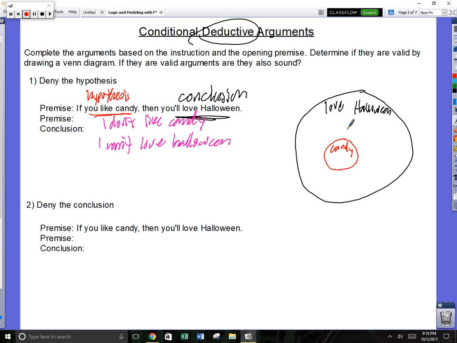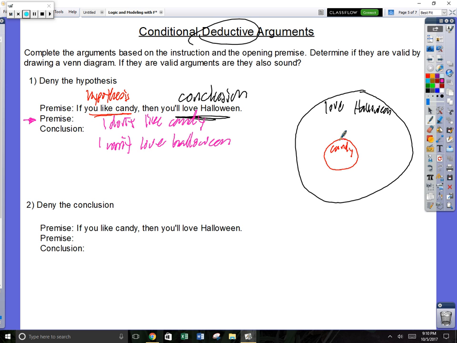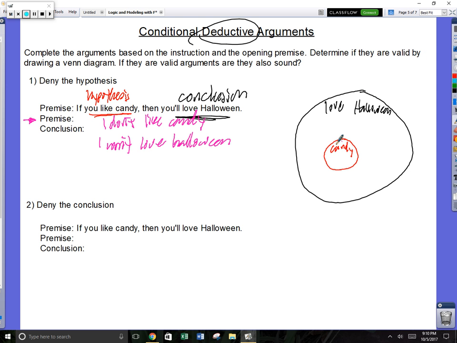let's plot it. You need to plot the second premise. I am a person who does not like candy. Now here's the problem. If I do not like candy, I cannot live in this subset. I can live here, or I can live here. But I cannot live in the subset. So because I'm not really sure where to plot myself, I don't know if I'm in this world or if I'm out of this world, that logic is not valid.